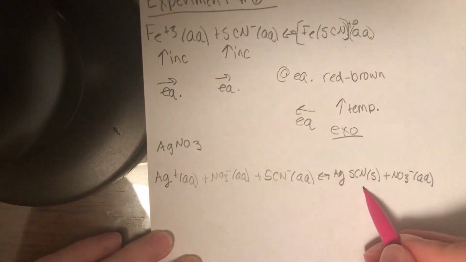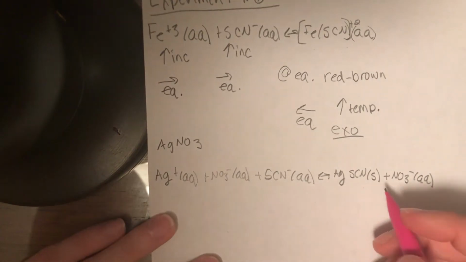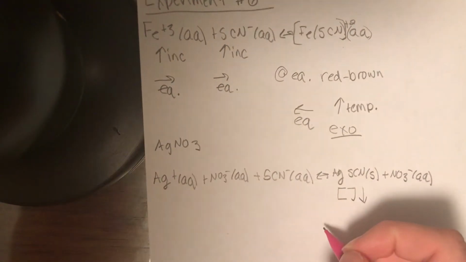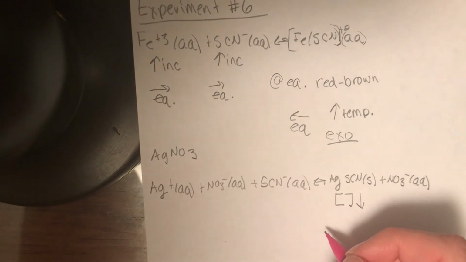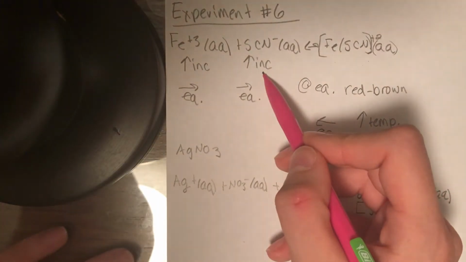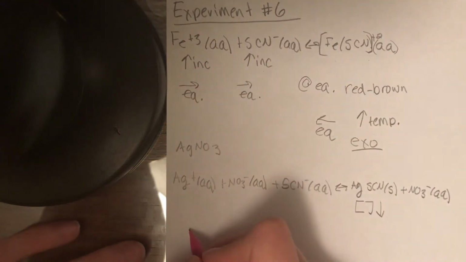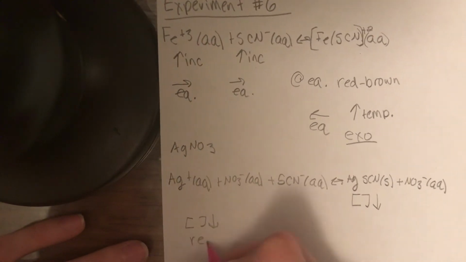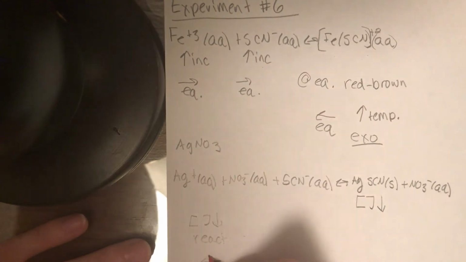As we can see, a solid would be formed with the SCN-, and the concentration of SCN- would then decrease. When this is added to the equilibrium solution, there would be a decrease in concentration on the reactant side of the equation. So by Le Chatelier's principle, this would cause a shift to the left in equilibrium. If we decrease the concentration of reactants, we'd expect a shift to the left in equilibrium.